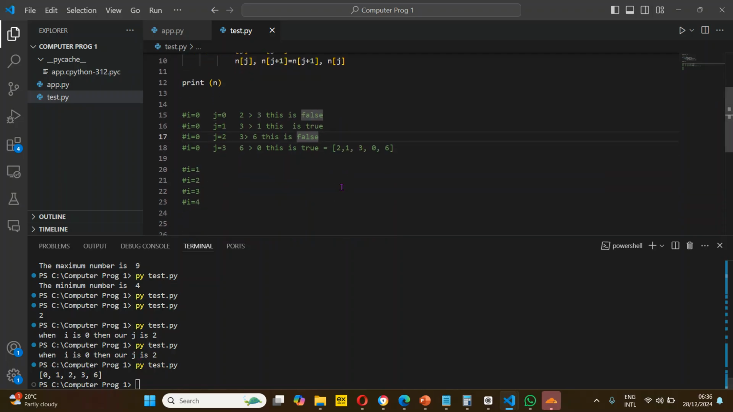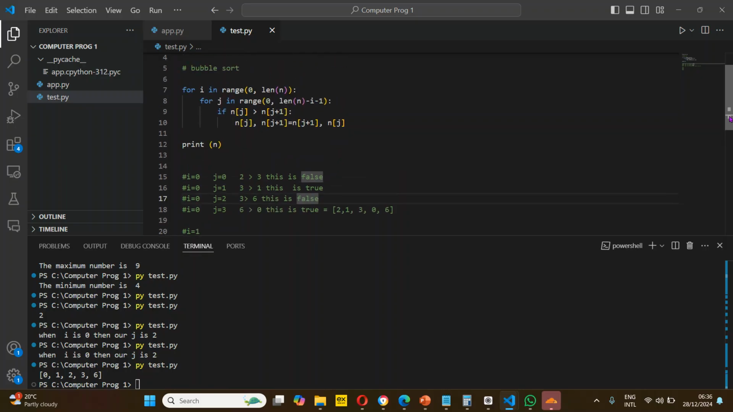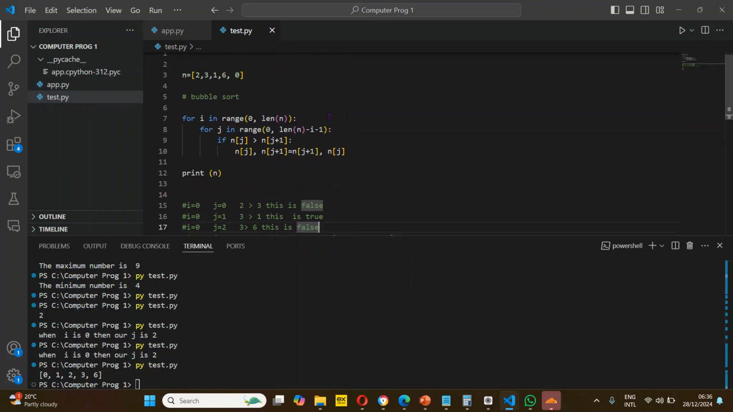Now you have understood the video, right? You have understood the quadratic, the outer loop and the inner loop.